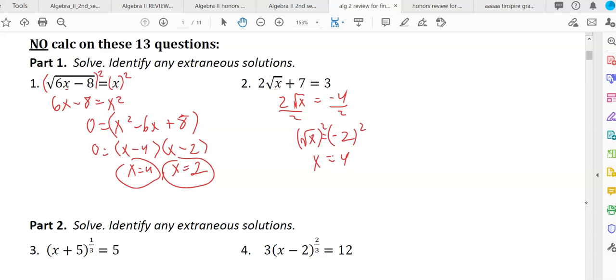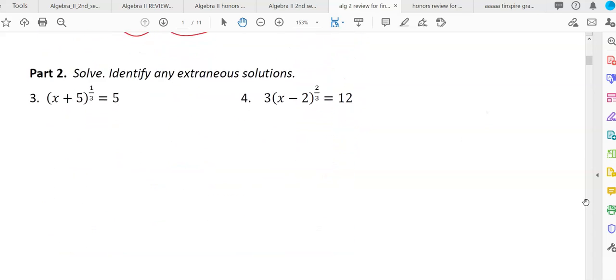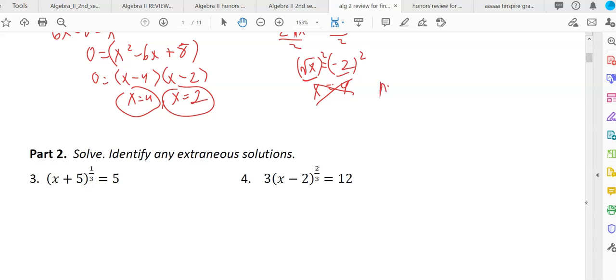And let's just double check this works. So 2 times square root of 4, 2 times 2 is 4. 4 plus 7 is 11. 11 does not equal 3. That's extraneous. The reason some people stop is they see a square root as negative, and that's not really possible. So they just stop and say the solution is no solution.